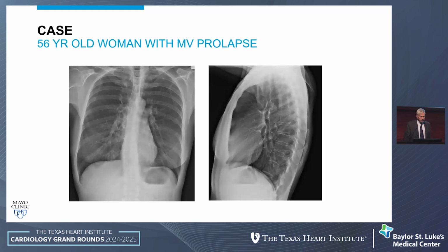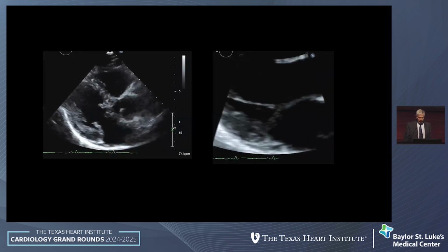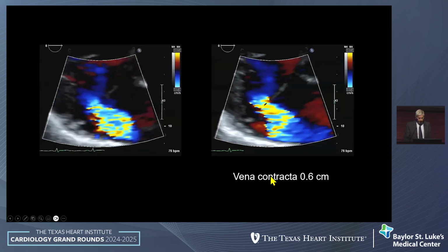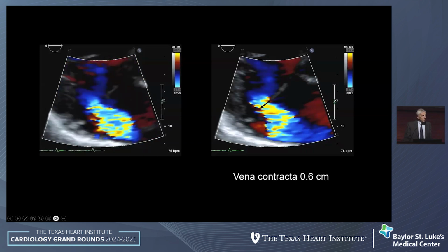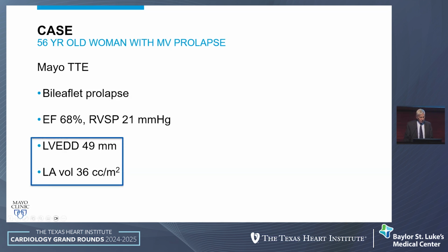Here's her chest x-ray. Not very impressive for somebody with severe MR. So what's going on here? She has sort of bileaflet prolapse. You can see the MR jet here, vena contracta 0.6. And the transthoracic echocardiogram done at the Mayo Clinic showed bileaflet prolapse, again normal ejection fraction, normal right ventricular systolic pressure. But it also showed an end-diastolic dimension of 49 millimeters and a normal left atrial volume.